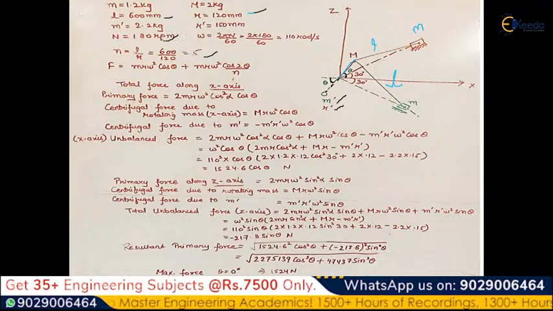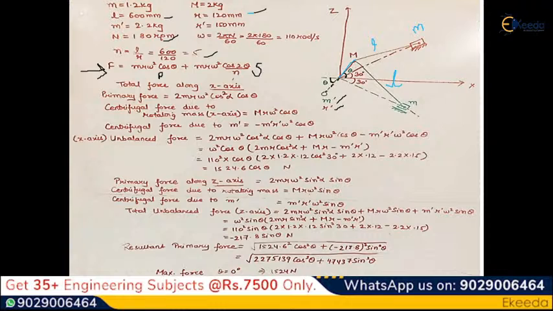Speed is given as 180 rpm, so we can calculate omega, which is 2 pi N upon 60. Now for the unbalanced forces, the equation for the force is m r omega square cos theta, which is termed the primary force, and m r omega square cos 2 theta upon n, which is termed the secondary force. In the question we have to find the resultant, primary and secondary forces.